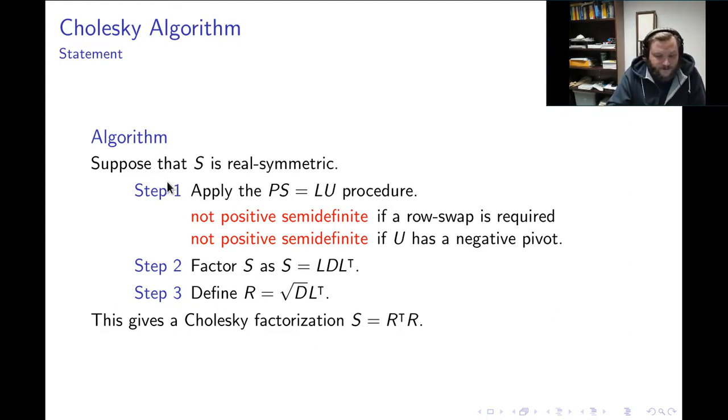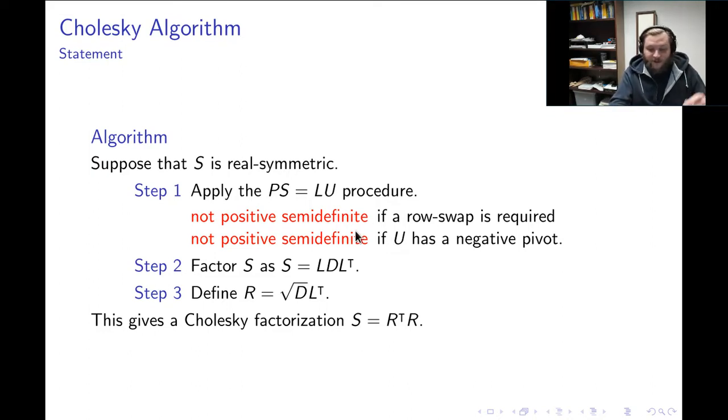As a step-by-step process, the first thing we do is apply the PS equals LU procedure. But remember, if you ever need to do a row swap, you immediately know that your matrix is indefinite, which means it's not positive semi-definite, so there is no Cholesky factorization. Also, if you ever produce a negative pivot in U, you also know that you're not going to be positive semi-definite, because a positive semi-definite matrix cannot have a negative on the diagonal of U.